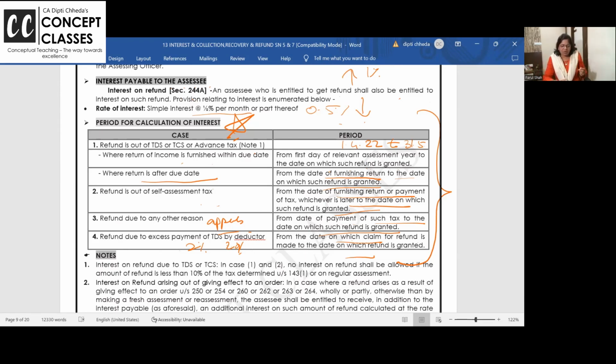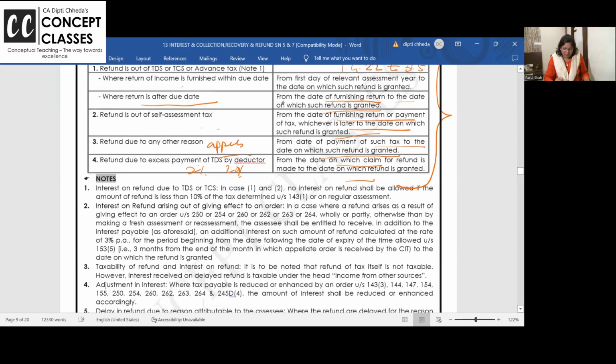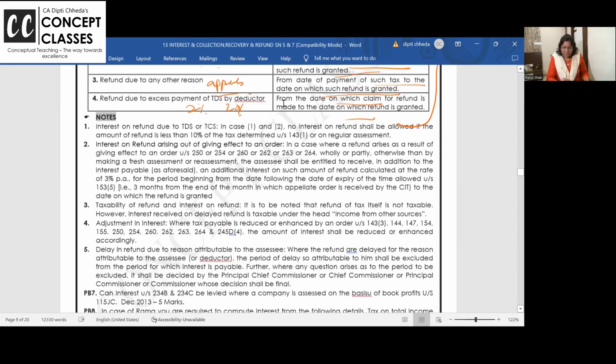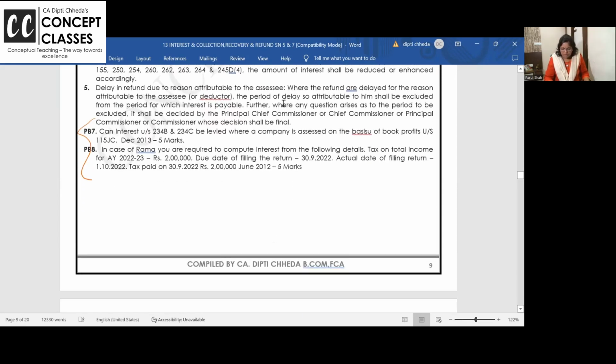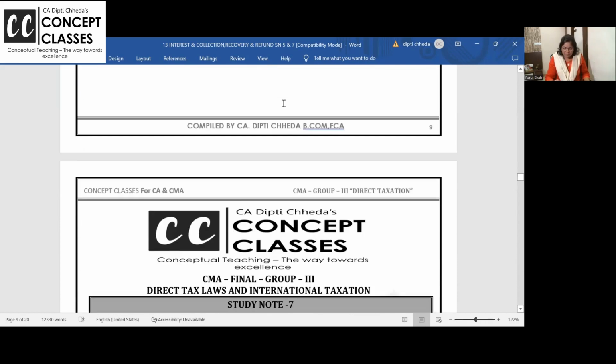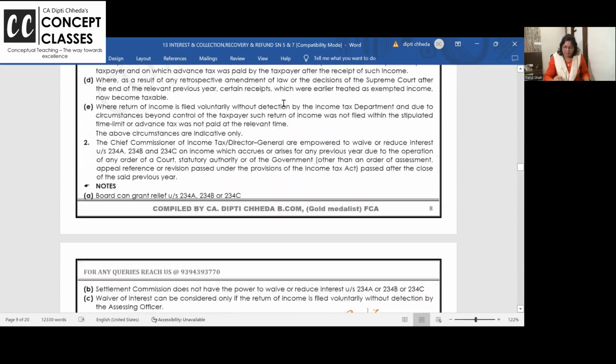And if TDS and so on is paid extra, then for whatever you have paid extra, interest is from the date when you claim the refund till the date you actually get the refund. Okay, read these points as notes. They are procedural, and these two are awesome questions from the past exam. Though they are quite old, they can definitely be repeated.